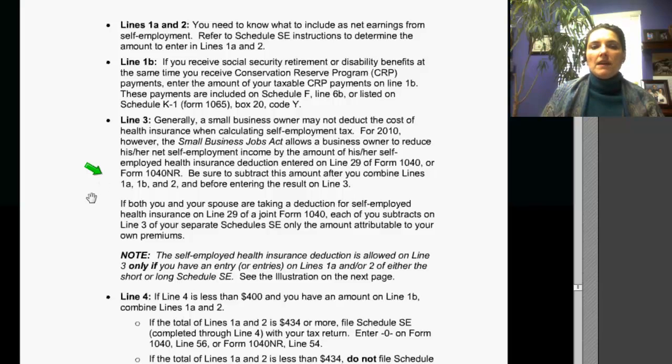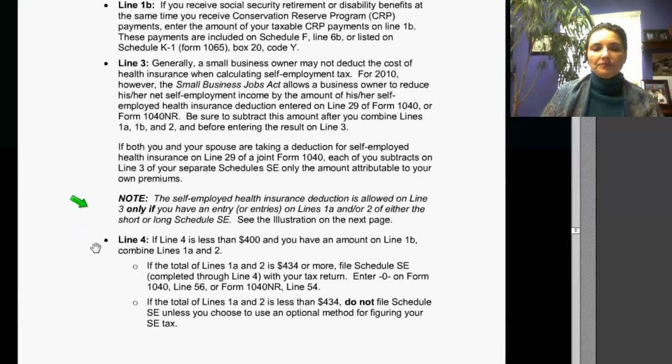on line 3. If both you and your spouse are taking a deduction for self-employed health insurance on line 29 of a joint Form 1040, each of you subtracts on line 3 of your separate Schedules SE only the amount attributable to your own premiums. Note that the self-employed health insurance deduction is allowed on line 3 only if you have an entry or entries on line 1A and/or 2 of either the short or long Schedule SE forms. I'm going to have an illustration for you on the next page on how that works.